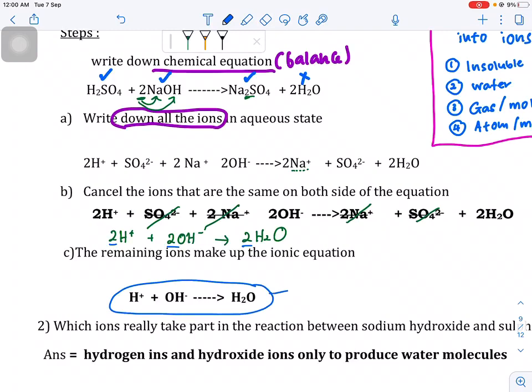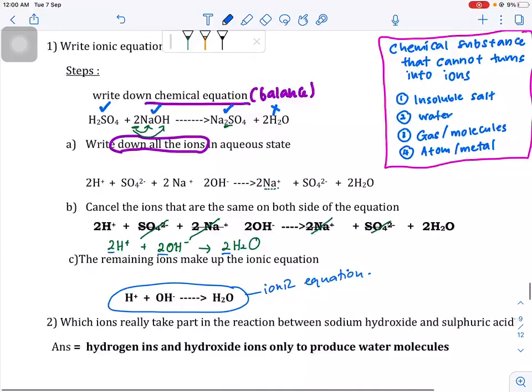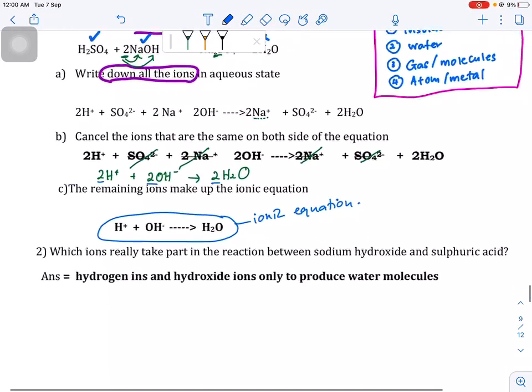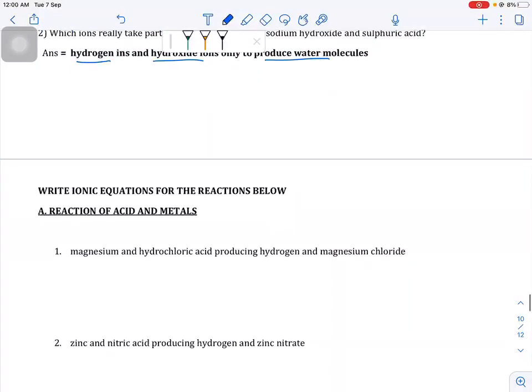So, this is our ionic equation. Okay, we can see the ions here. So, which ion really take part in the reaction? Siapa yang betul-betul bekerja sebenarnya? The answer is hydrogen ion and hydroxide ions only to produce water molecule.